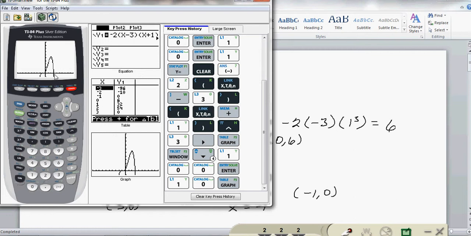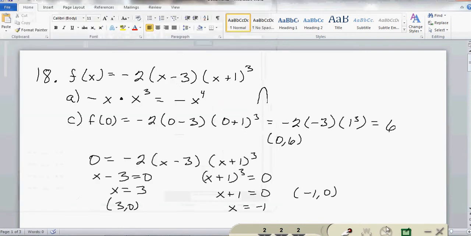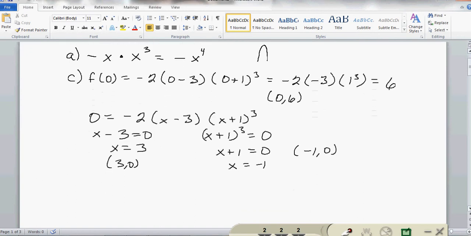0, 6 appears to be about right there. Whoops, 0, 6. Remembering that each mark is 10. We have -1, 0. Okay, it could be. And then what was it? 3, 0? Which is this point right here. So yeah, those look like the intercepts. So at least it's making sense.